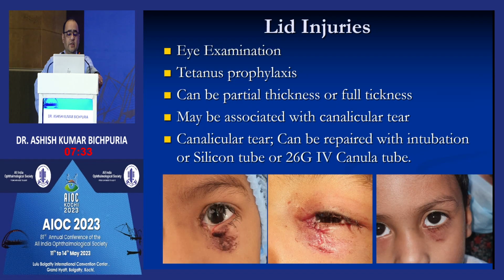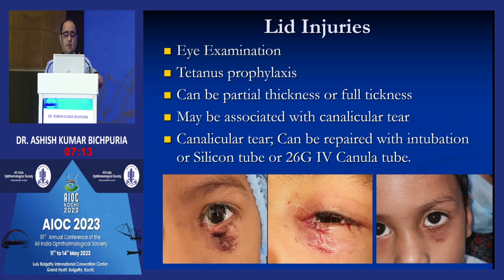Now comes the lid injury. First, do eye examination, then tetanus prophylaxis. This can be partial thickness or full thickness. This may be associated with canalicular tear. So if there is a canalicular tear, you can repair it with intubation, a silicone tube, or a 26 gauge IV cannula tube probe. So this is one of my cases.